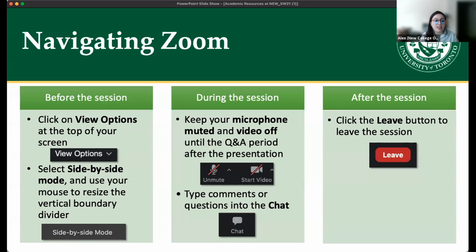So before the session starts, you can select the view options on the top of your screen and select the side-by-side mode. It just helps you adjust the screen to make it a little bit more comfortable if you would like to do that.